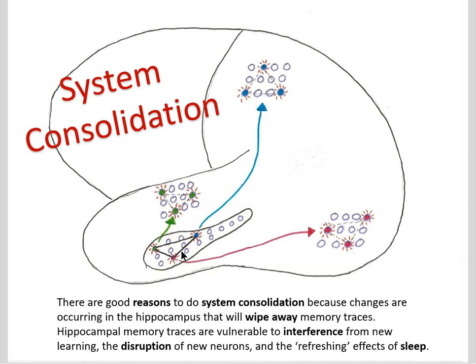In addition, there's evidence from animals that the hippocampus is one of the few areas in the brain where new neurons are produced. And as they take up positions in the hippocampus and make new synaptic connections, that may be disrupting older memory traces. And finally, sleep.